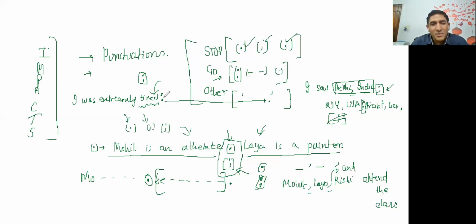If I have to tell you what the use of a colon is, it is just used to give extra details of the word which immediately precedes it. And when you use a colon, the part which precedes the colon has to be a complete sentence. So I was extremely tired. Can it stand by itself? Yes. Then I can put a colon and give an explanation for that. A colon is used to give an explanation for something.